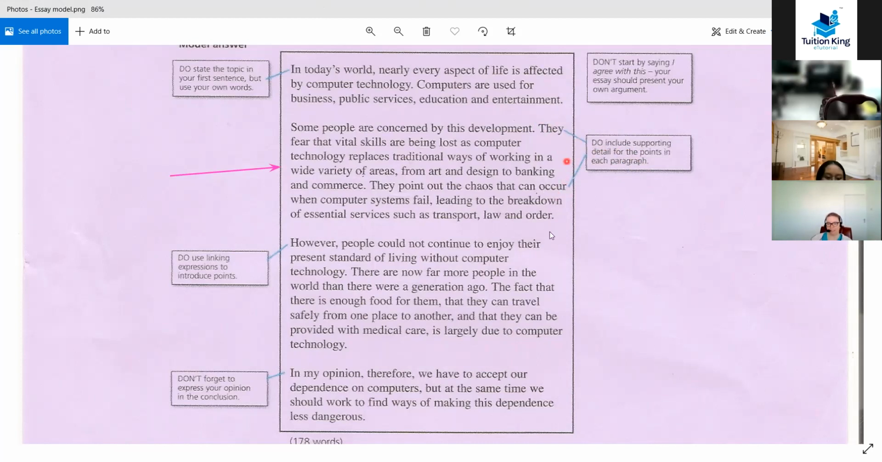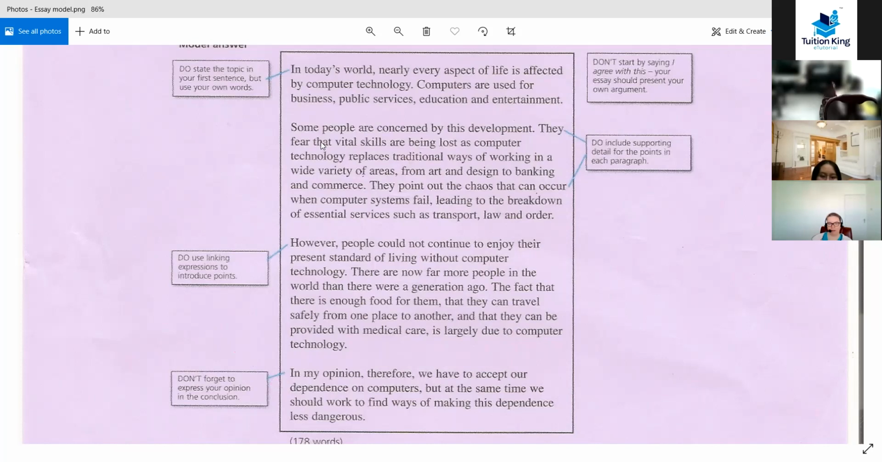So there are the supporting details. Very good, well done. Okay, and what about this paragraph? What's the purpose of this paragraph? Very good, excellent. Yes, so it's showing a contrast idea and some supporting details as well. Very good, excellent. And then the final paragraph, what does this paragraph do? Conclusion. It's the conclusion, very good. Excellent, and it expresses your opinion in the conclusion. Very good, well done.